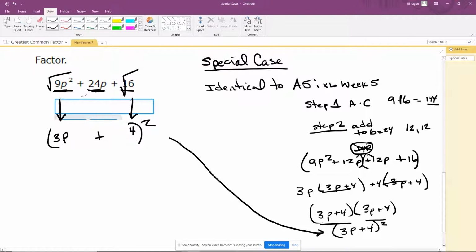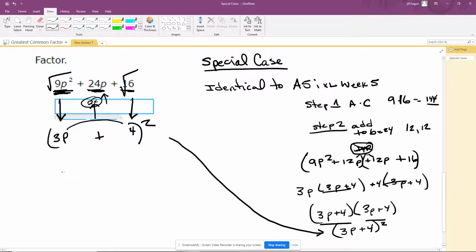So you have to be good with your perfect squares. You have to know that this is a perfect square, meaning I can take the square root of it, and this is a perfect square, meaning I can take the square root of it. And then you have to double check and make sure that this times this, 12p, is equal to 24p. So 2 times this has to equal that middle term of 24p. And if it does, then you can just factor it like this.